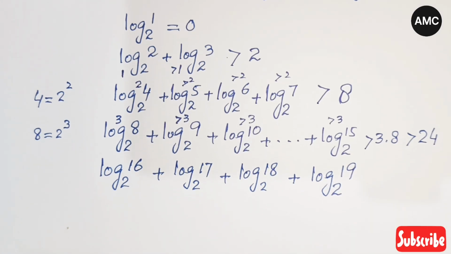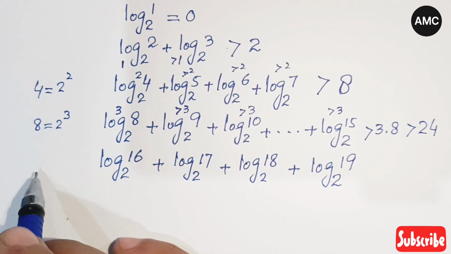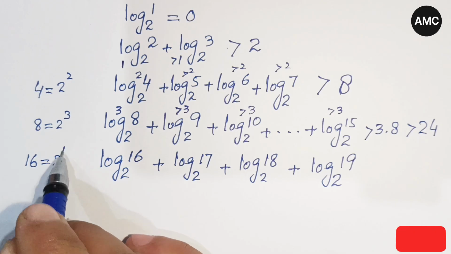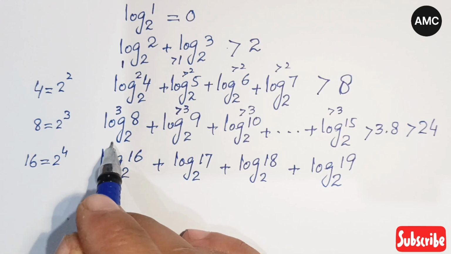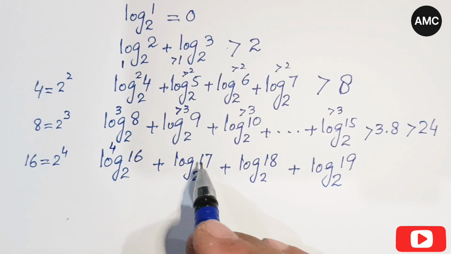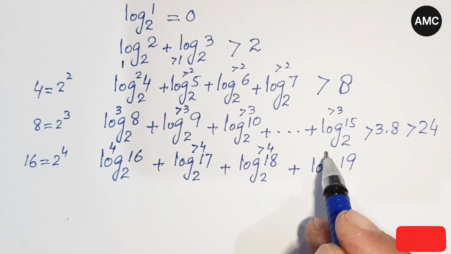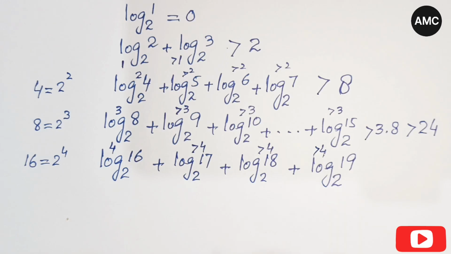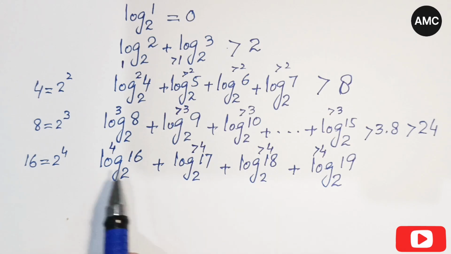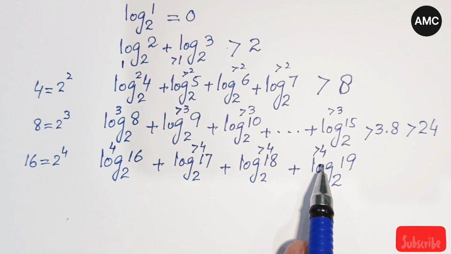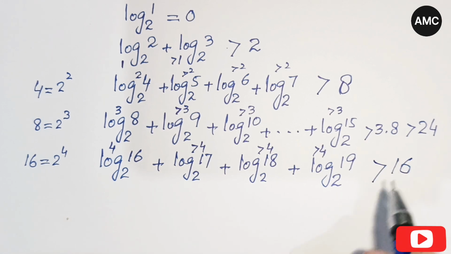Now we are going to check our fifth group here, log 16 to base 2. Here 16 is equal to 2 to the power 4, so log 16 to base 2 is 4, and log 17 to base 2 is greater than 4. Similarly, log 18 and log 19 to base 2 are greater than 4. So here we have 1, 2, 3 and 4 terms. When we add, 4 plus 4 is 8, plus 4 is 12, plus 4 is 16. So this fifth group is greater than 16.